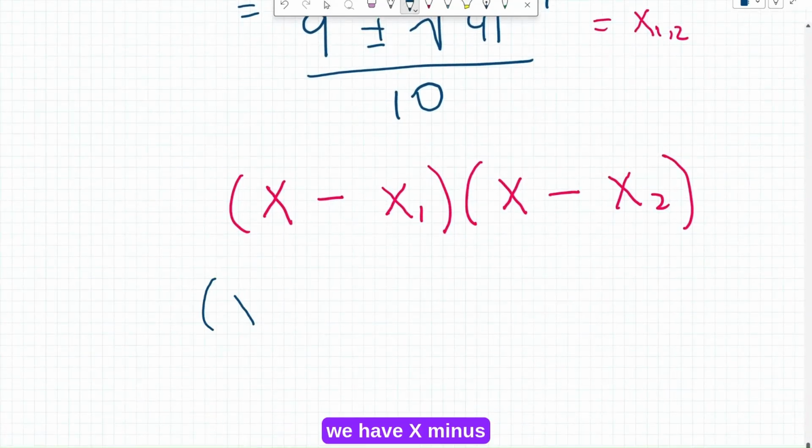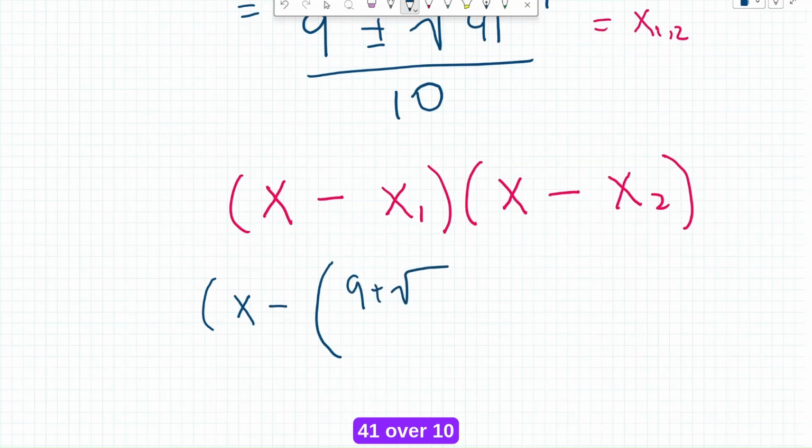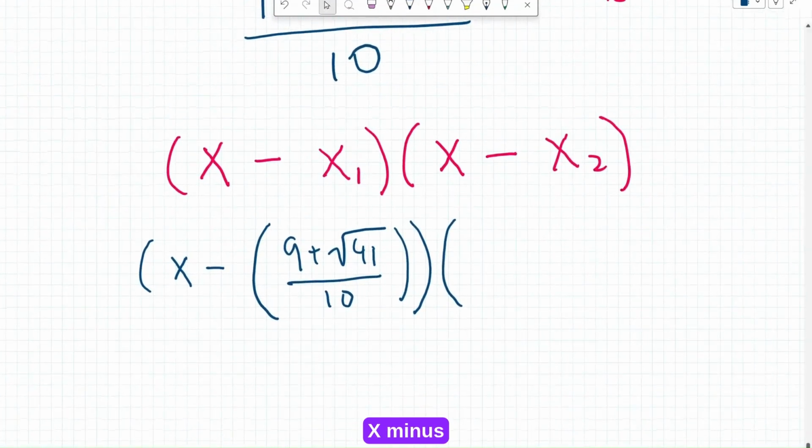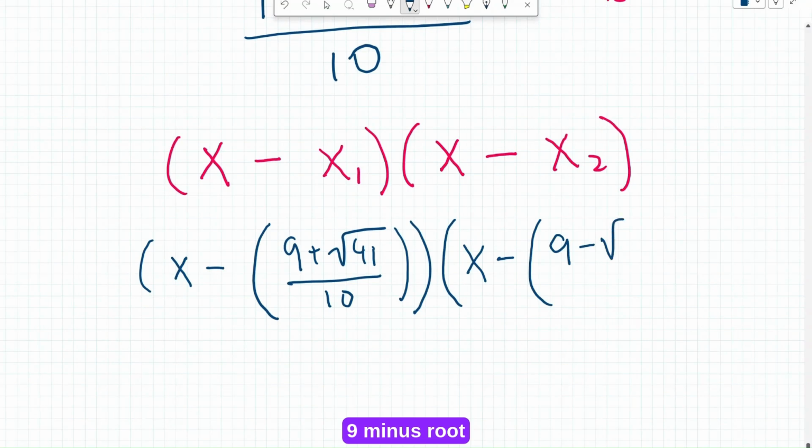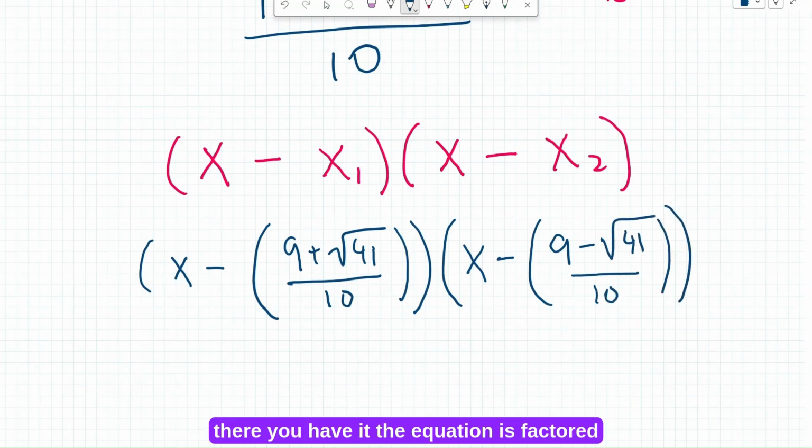So we have x minus (9 plus root 41) over 10, multiplied by x minus (9 minus root 41) over 10. And there you have it.